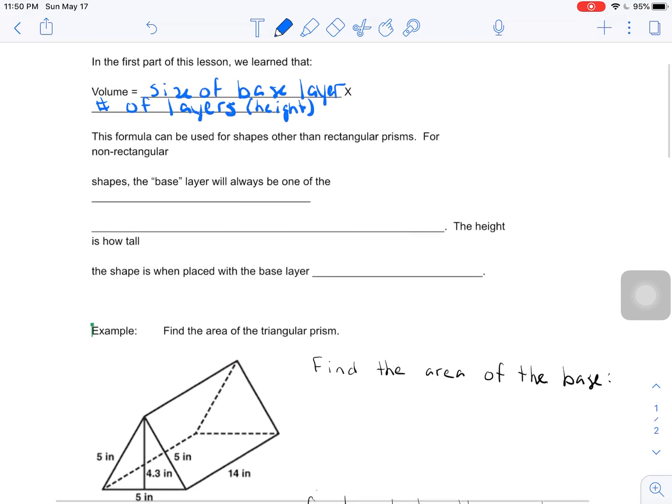The thing we have to remember, if we're going to look at prisms that are not rectangular prisms, is which side of the shape is the base layer, because sometimes the shape might be flipped around. It might be sitting upright, it might be laid down on one of its different faces. If it's a rectangular prism, it doesn't really matter which side you use as the base layer because they're all rectangles. With other prisms, it does. So if you're going to use a non-rectangular shape, the base layer will always be one of the parallel congruent sides.